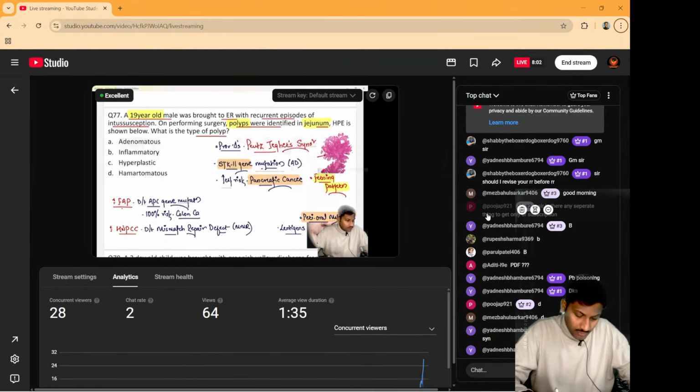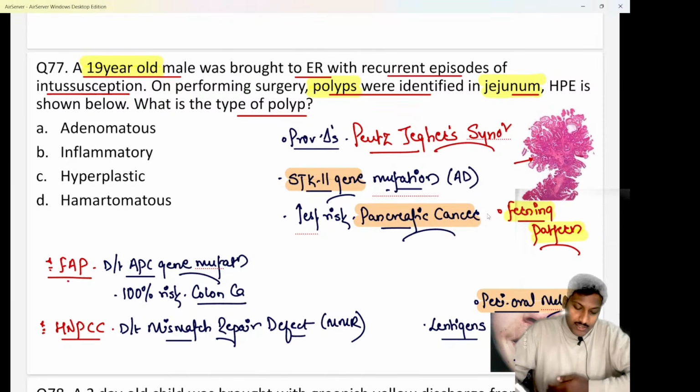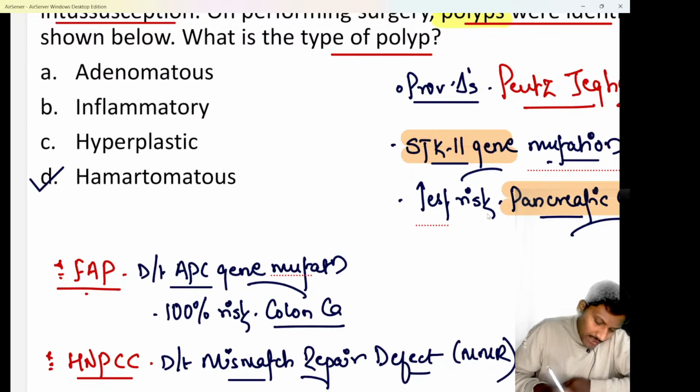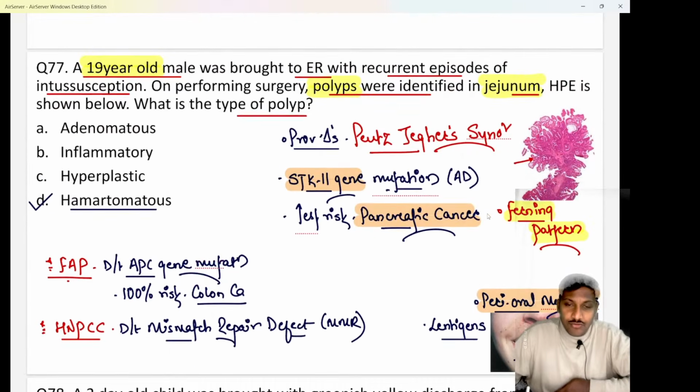Very good. All of you are basically right, beta. In cases of Peutz-Jeghers syndrome, the type of polyp that we see is option D, that is a hamartomatous polyp, right? Please tell me another condition which is due to the PTEN gene mutation where there are multiple hamartomatous polyps. So hamartomatous polyps in the intestine are seen in two conditions. One is Peutz-Jeghers syndrome, which is due to STK11 gene mutation. Second is which condition which happens due to the PTEN gene mutation? Let me know in the chat box.